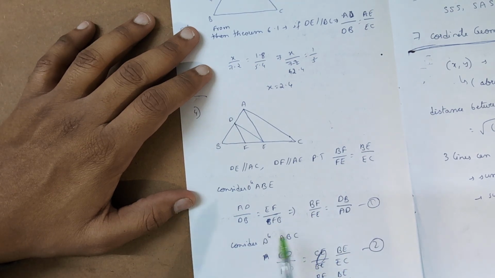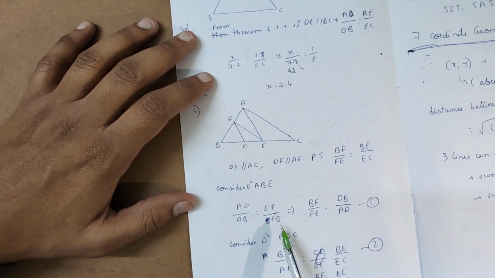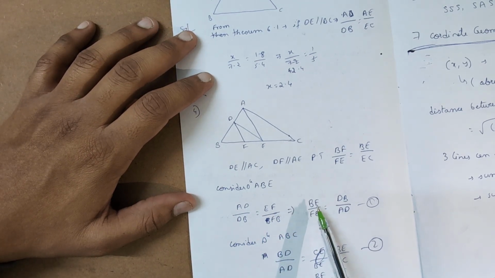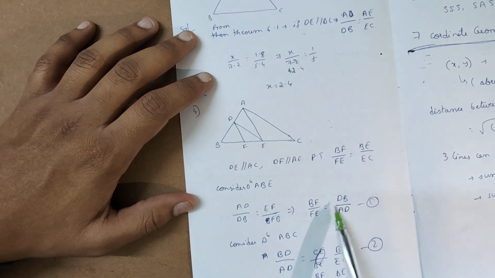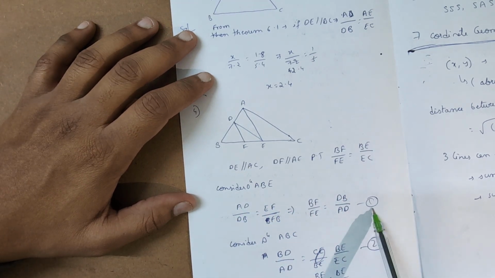So this we can simply write, if I write it in reverse way, that is, if I take this and just invert it, FB can be written as BF, both are the same. So BF by FE is equal to DB by AD. So just mention it as 1.